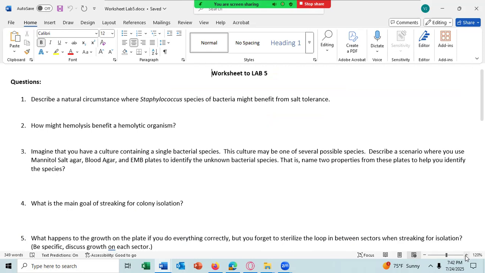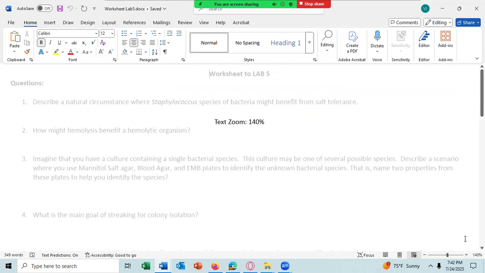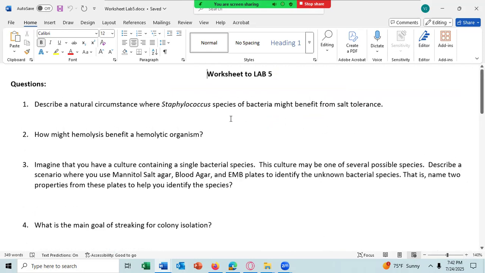Let me blow this up a little. Describe a natural circumstance where Staphylococcus species of bacteria might benefit from tolerating salt. So you can't say growing it on a 7% sodium chloride media plate, because that's not a natural circumstance. Where can you find a Staphylococcus species growing naturally while tolerating salt? And then 2, how might hemolysis benefit a hemolytic organism?